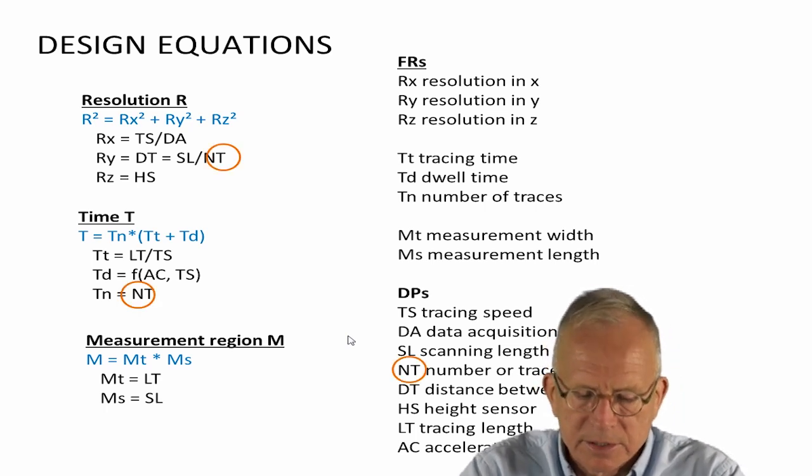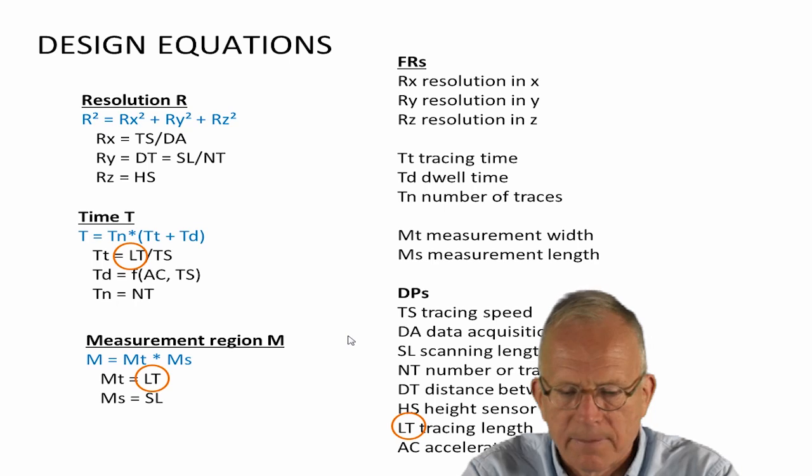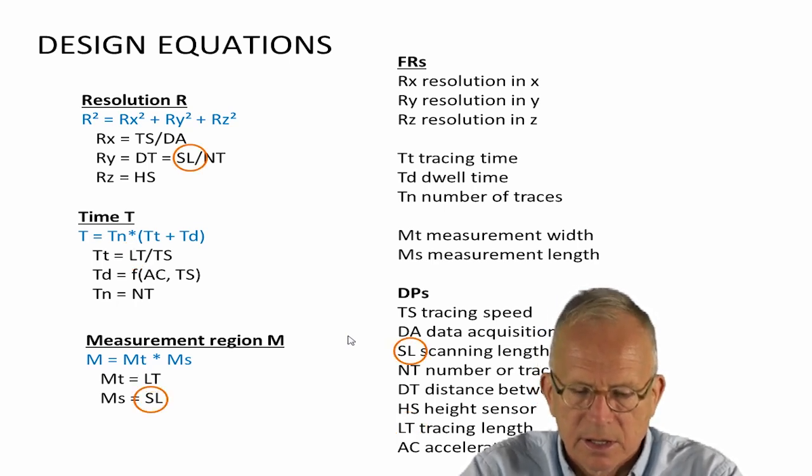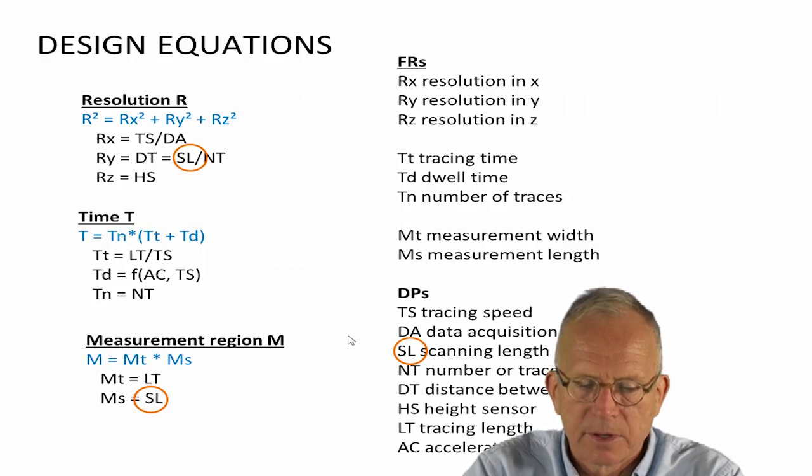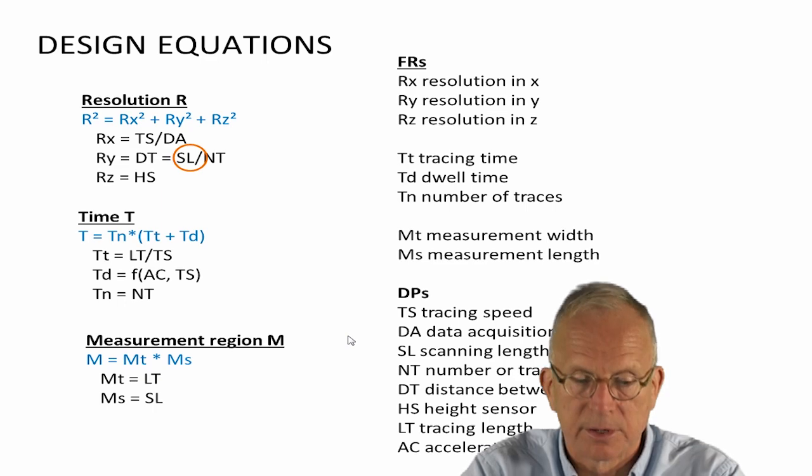So the number of traces shows up there and there. The tracing length shows up in two equations. The scanning length shows up in two places. And so obviously we have some potential coupling issues here.